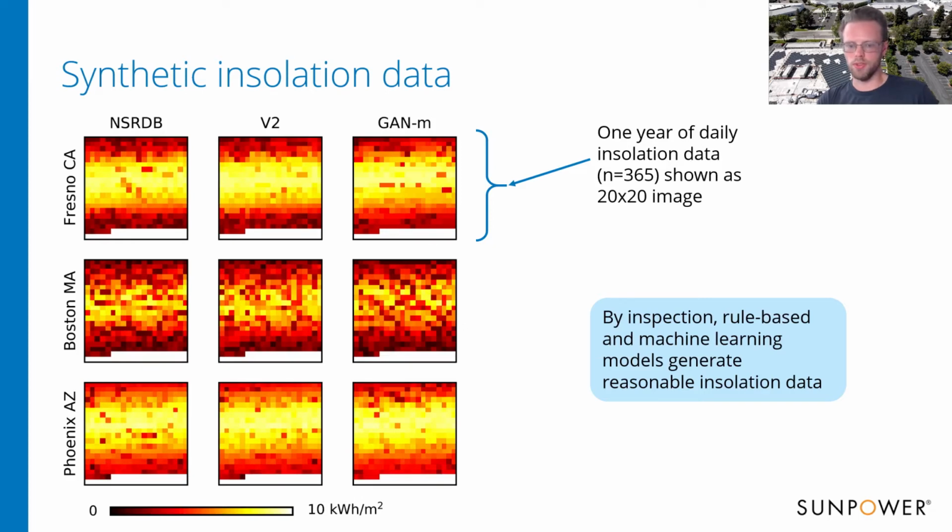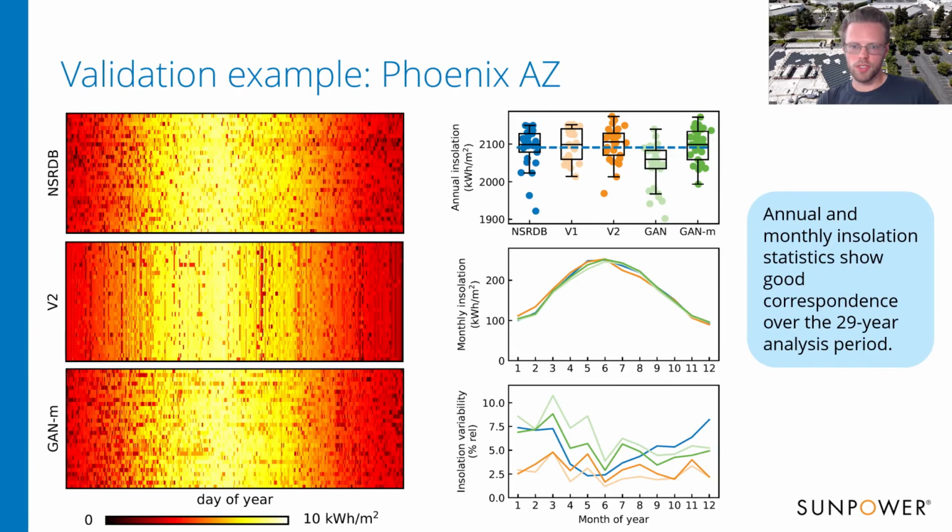But we should go a little deeper than that. So the first thing is we can look at a whole bunch of years together. We don't have to just look at one example. And in the plots on the left, I'm showing 29 years of NSRDB historical data. In this case, each row represents 1 year, and then where you are on the x-axis is the day of the year.